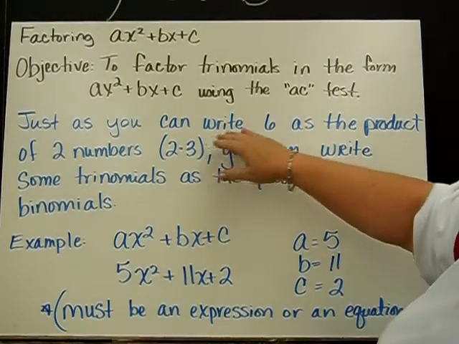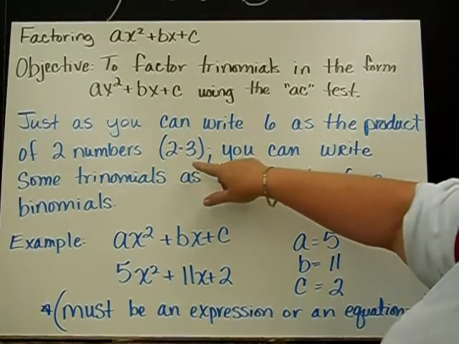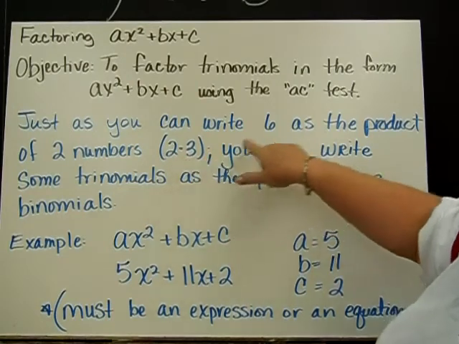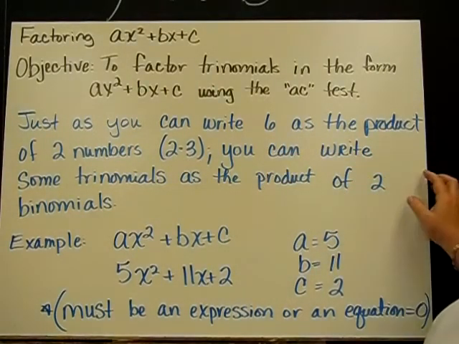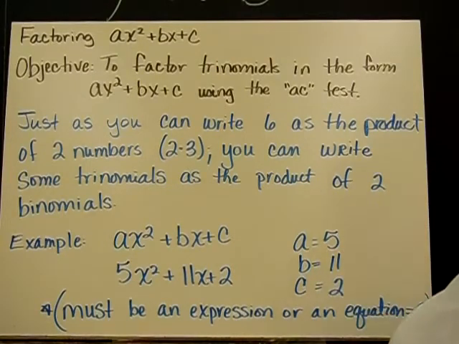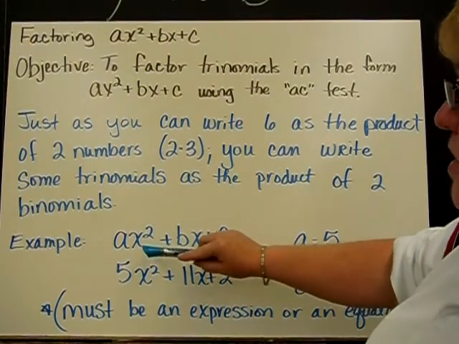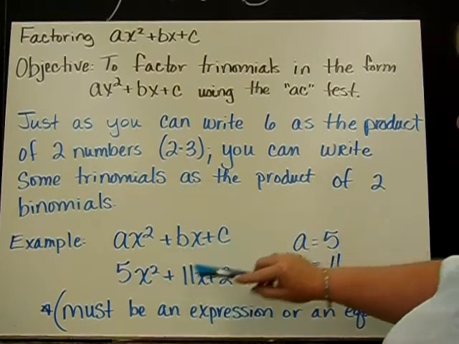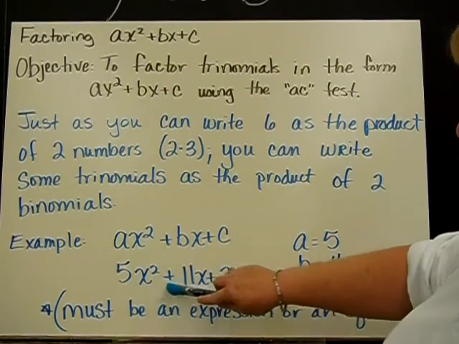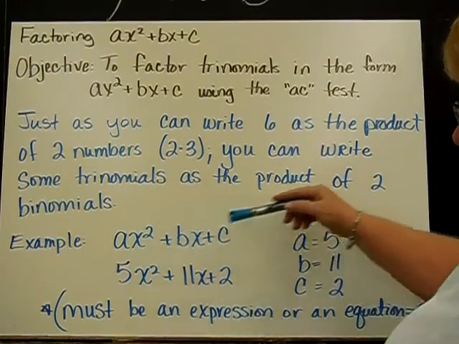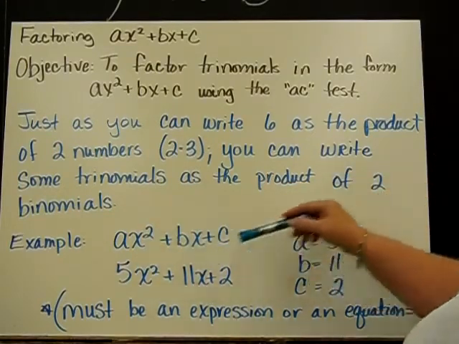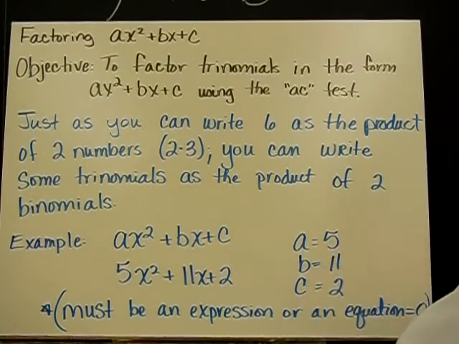So we're going to think of this just as you can write 6 as the product of two numbers, because 2 times 3 is another way to say 6. You can write some trinomials as the product of two binomials. In our first example, we have ax squared plus bx plus c, and the problem we're going to work is 5x squared plus 11x plus 2. So comparing these, we see that a is 5, b is 11, and c is 2.